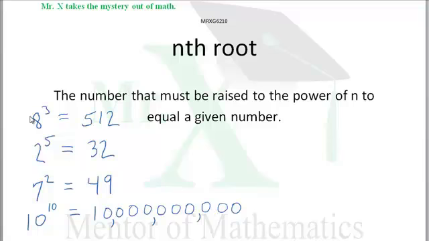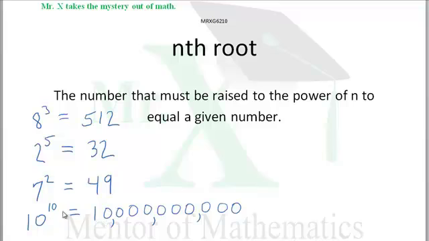8 times 8 times 8, that's 8 cubed. That's equal to 512. 2 times 2 times 2 times 2 times 2, or 2 to the 5th, is equal to 32. 7 times 7 equals 49. And if we add 10 factors of 10, 10 times 10 times 10 times 10 times 10 times 10 times 10 times 10 times 10 times 10, hopefully I got that right, that would be 10 billion.